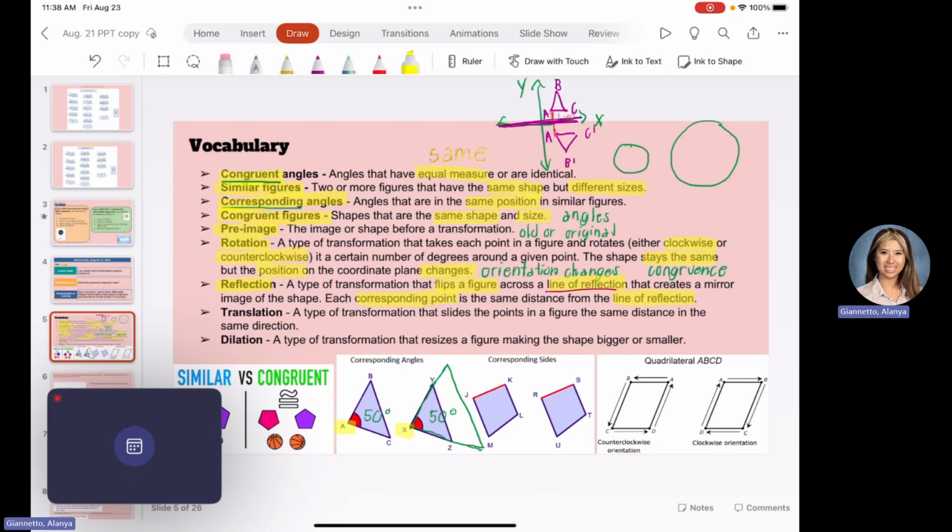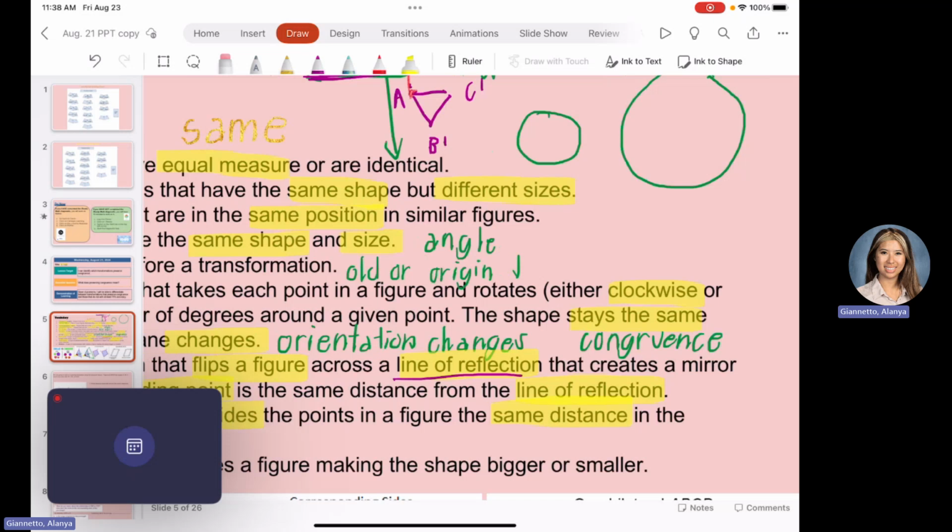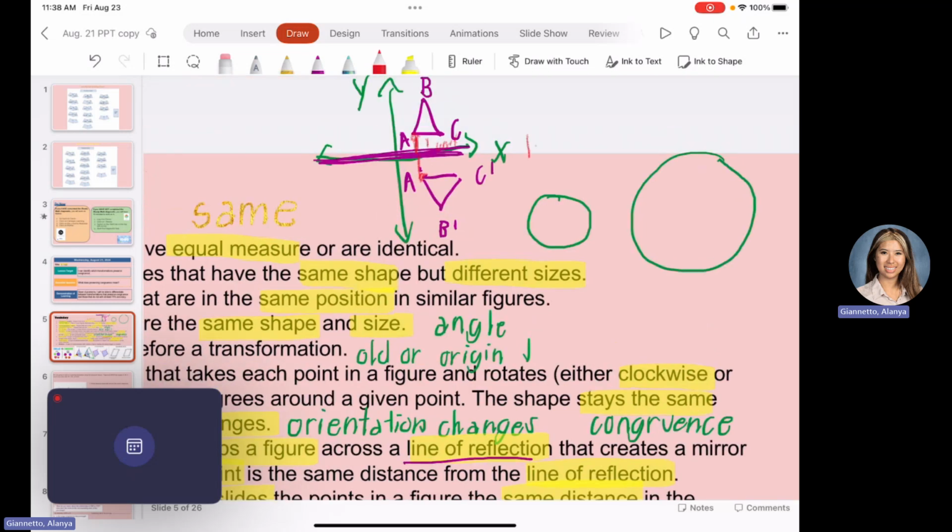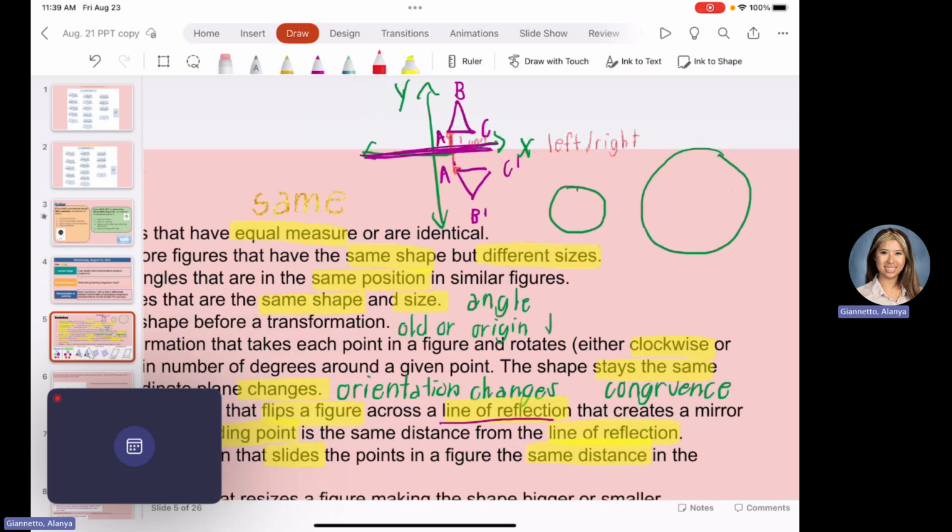The next transformation is translation. It's a type of transformation that slides every point in a figure the same distance in the same direction. So remember that in a translation, if we're sliding it across the coordinate plane, if we're moving along the x-axis, we're going either left or right. And if we're sliding it along the y-axis, we're going either up or down.